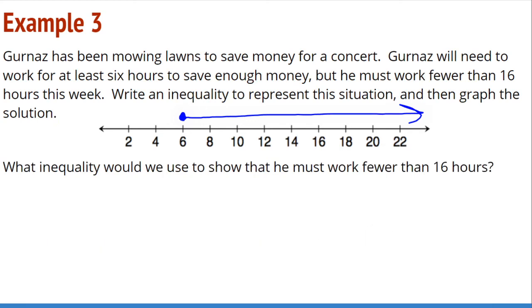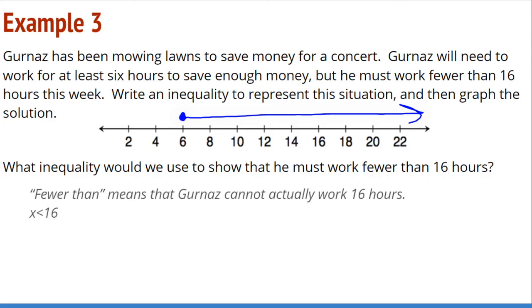Now, to show that he has to work fewer than 16 hours. It doesn't say he can work 16 hours. It says fewer. I have to be less than 16. So I would write an inequality that the work is less than 16. And about now, your brain is like, ooh. So I know that I'm going to draw an open circle and draw to the left.